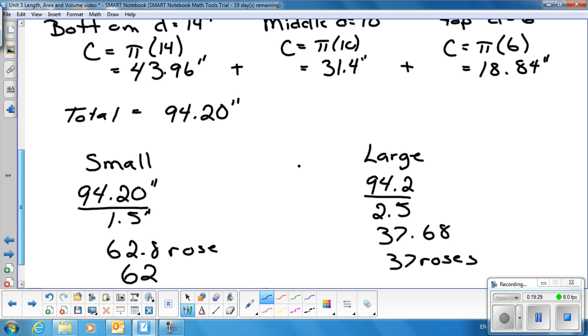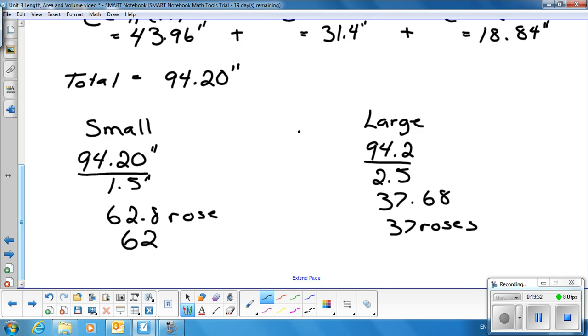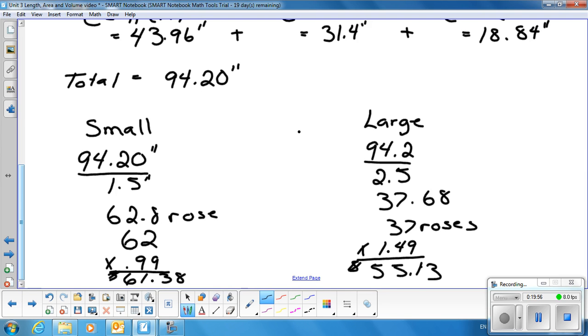Figuring out costs, 62 roses times 99 cents gives us a cost of using small roses to be $61.38. The cost of using the large roses is 37 times $1.49 for each rose, so $55.13. $55 is less than $61, so this is your best price using the large roses.